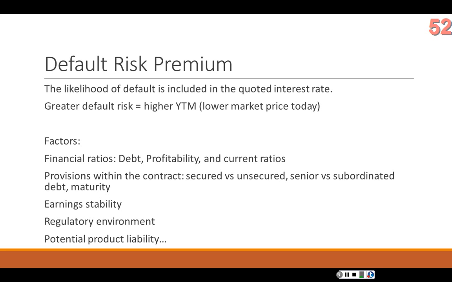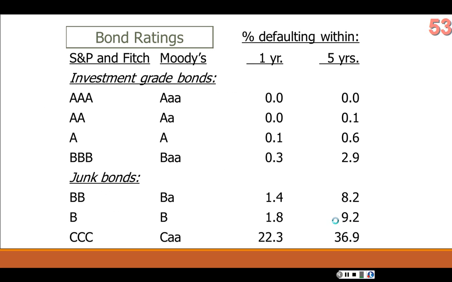There are different factors that affect the default risk premium. We can look at a company's financial ratios. We can look at contractual provisions. Is this secured or unsecured? Is it senior or subordinated? By that I mean if it's senior, the company must repay this debt first, ahead of other debts, before they go out of business. If it's subordinated, it would rank below other forms of debt. We could look at their earnings stability, the regulatory environment, potential product liability. There are many things that go into determining whether a company has a high chance of default or not.